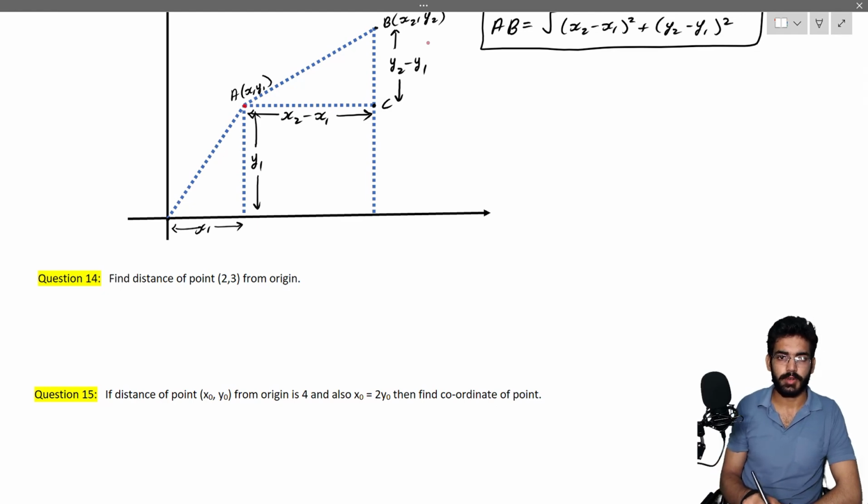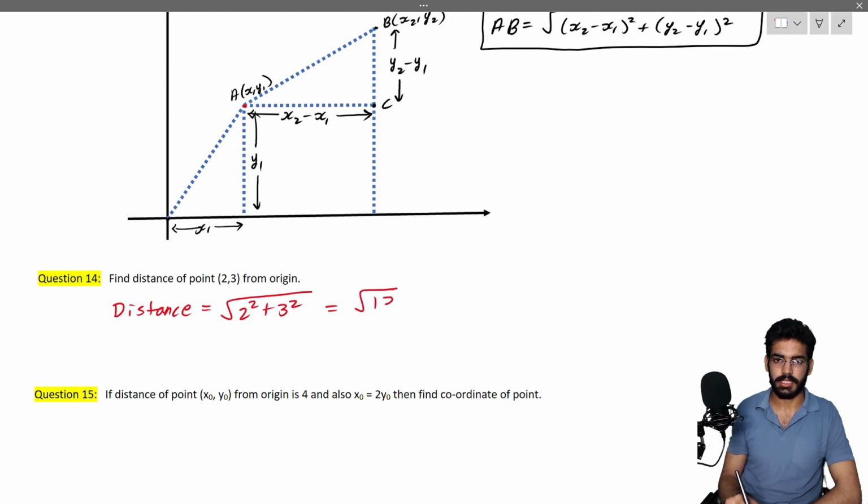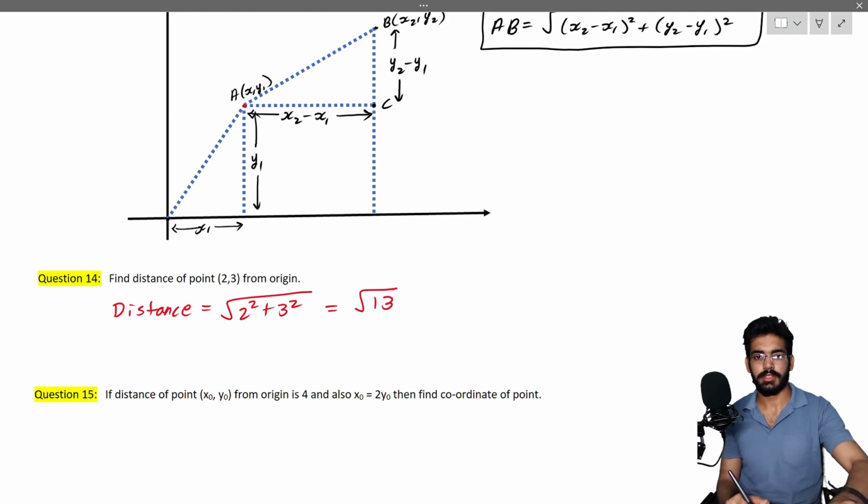So the distance of the point 2 comma 3 from the origin. From the origin, we know the formula of the distance. That is basically under root of 2 square plus 3 square. That is how much? I can say 9 plus 4, that is 13. So under root 13 units. This is going to be our distance. Now see the next question.